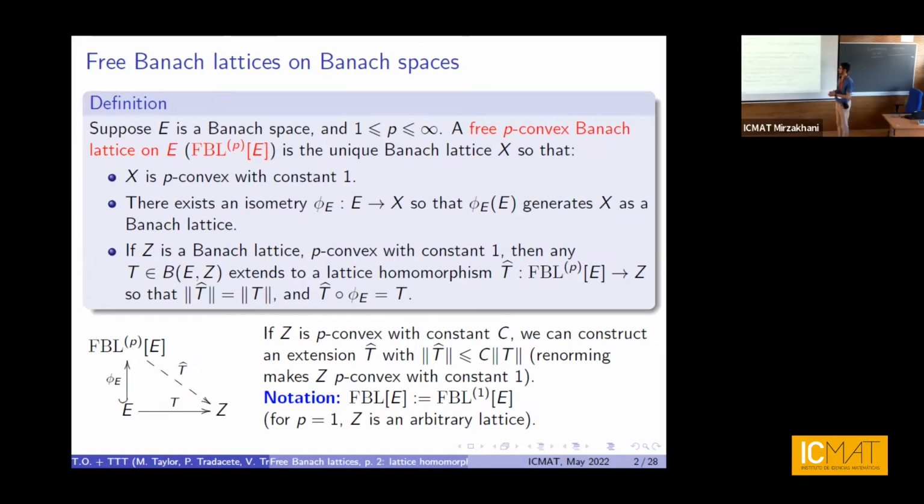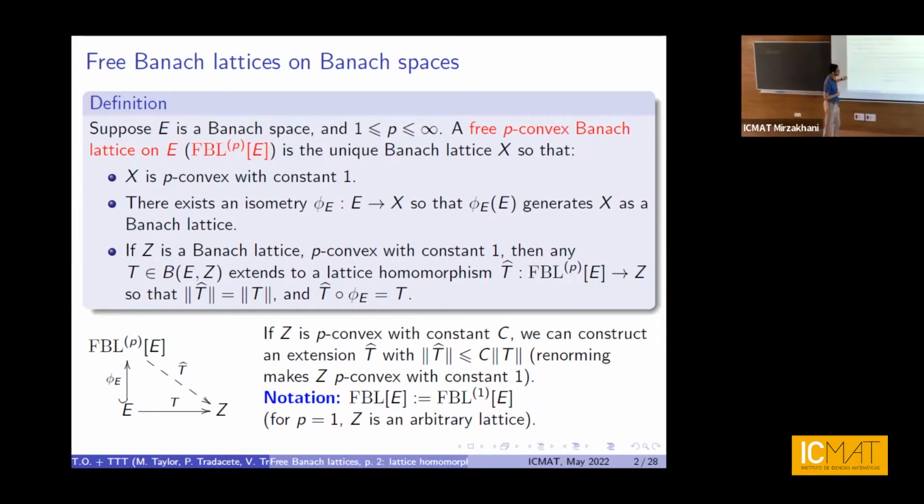So if Z is a Banach lattice, which is p-convex with constant 1, then any operator T from E to this Banach lattice Z extends to a lattice homomorphism T hat from the corresponding free Banach lattice back into Z without changing the norm. So this existence of the extension is described by this commutative diagram here.